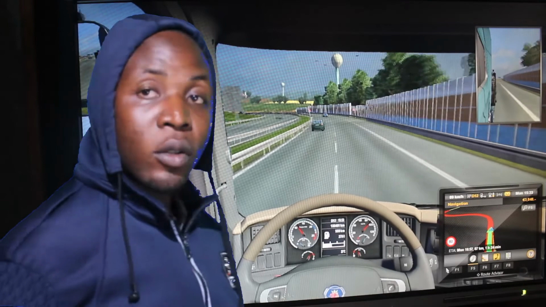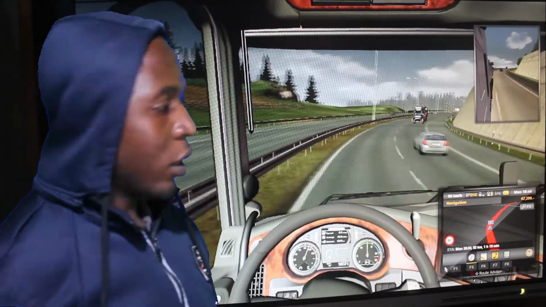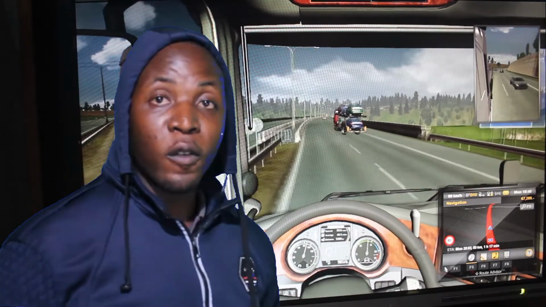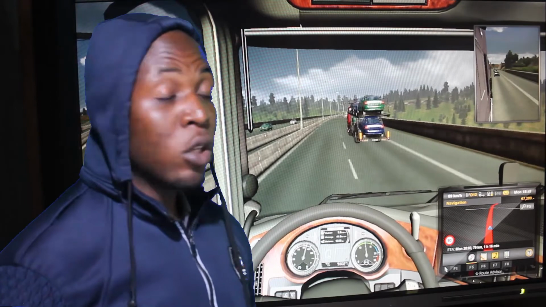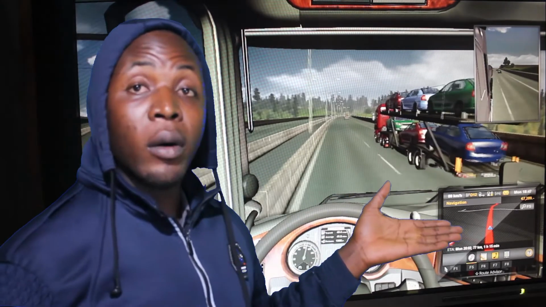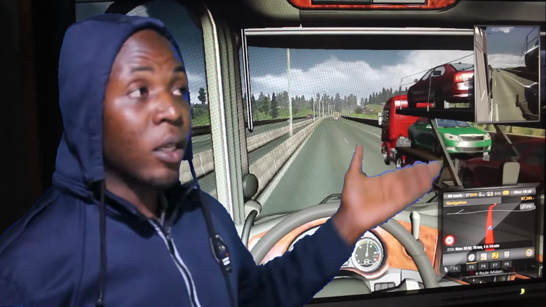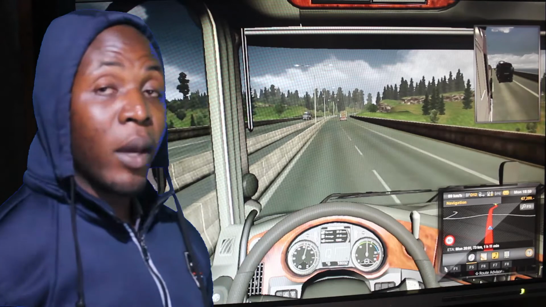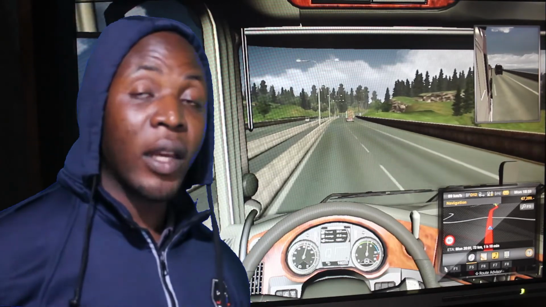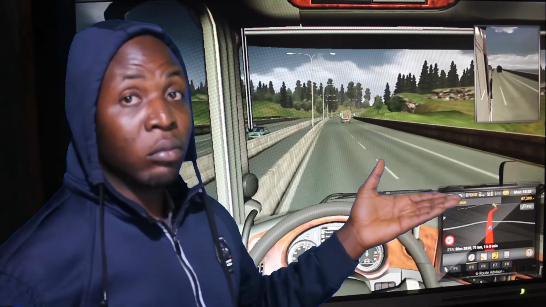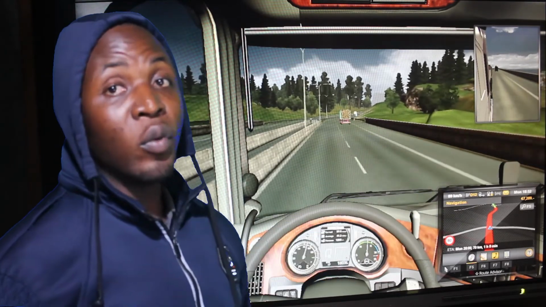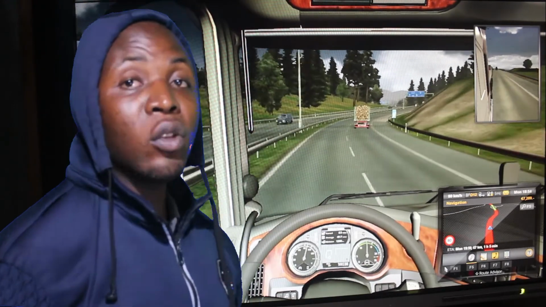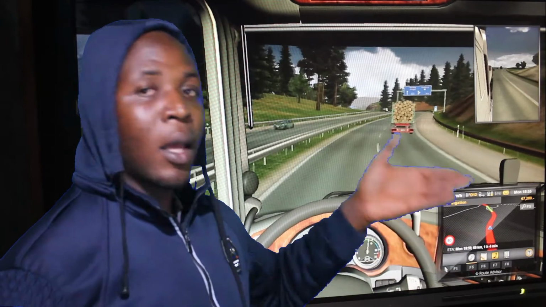Okay, so let's talk about what we call dangerous overtaking. Dangerous overtakings are this type of overtaking where you are trying to overtake somebody on a corner, at a bend. When you are trying to overtake somebody at a bend, that is what we call dangerous overtaking. With this you find yourself in a very terrible accident. So never try to overtake somebody at a bend.